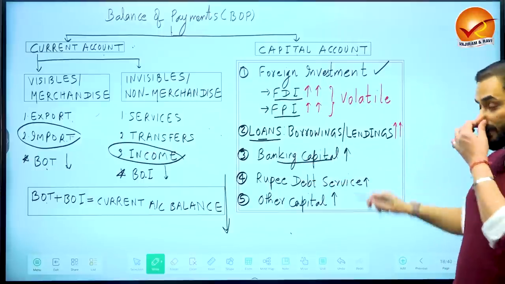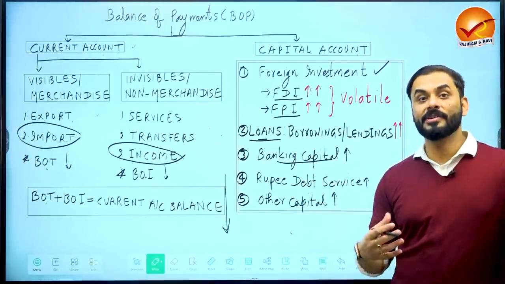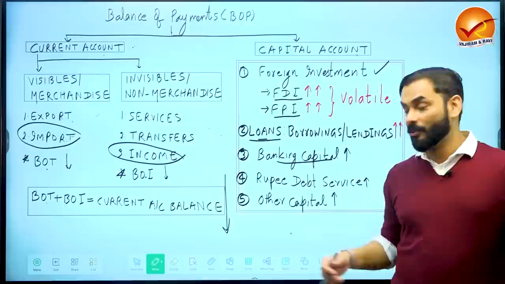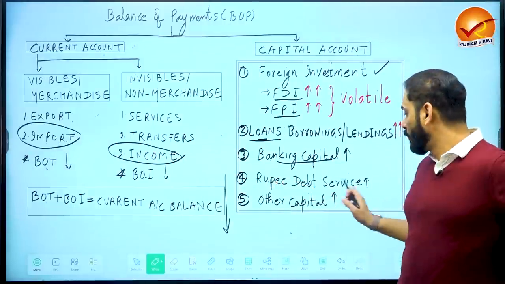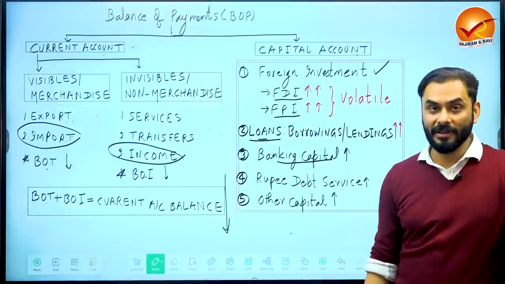So these are called as loans. I already explained what is banking capital to you. So for example, the commercial banks, they keep dollars and other currencies, NRI deposit, all these things are called banking capital. Rupee debt service and other capital. These are the components of capital account in India.